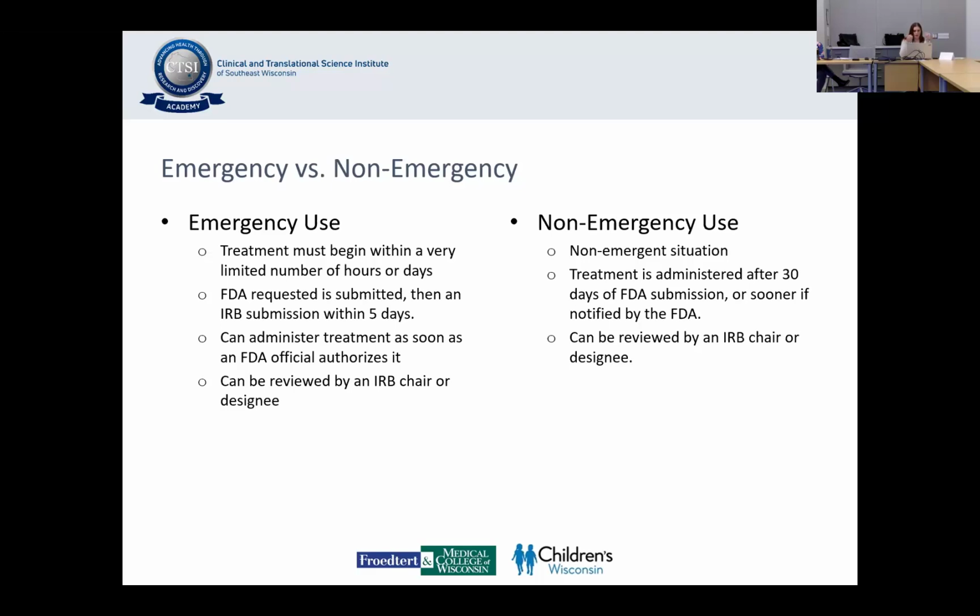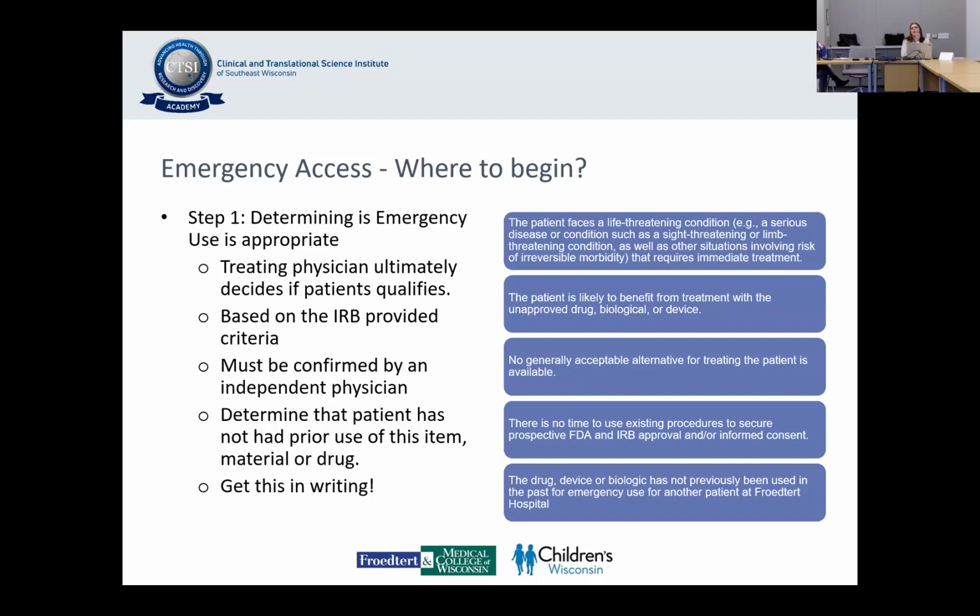So in comparison with emergency use, we're going to be administering treatment within a certain number of hours or days, whereas with non-emergency, it's not an emergent situation. Typically with non-emergency, treatment's going to be administered about 30 days after FDA submission, unless you hear back sooner. Whereas with emergency use, after your FDA request is submitted, you're submitting an IRB submission 5 days after that, and we're utilizing the medication immediately. In both situations, though, this can be reviewed by an IRB chair or a designee. We'll get into a lot of that more later.